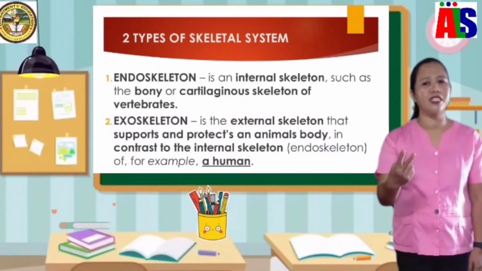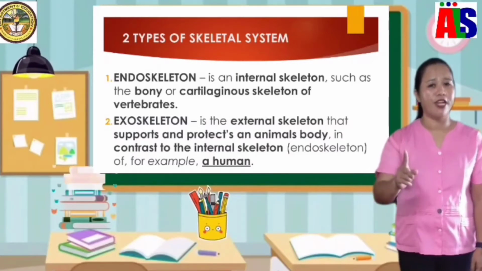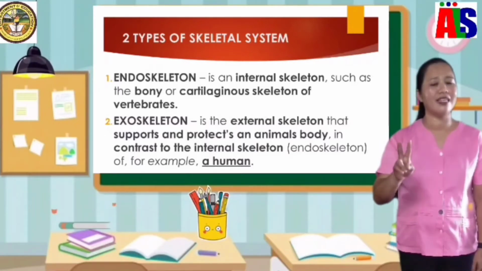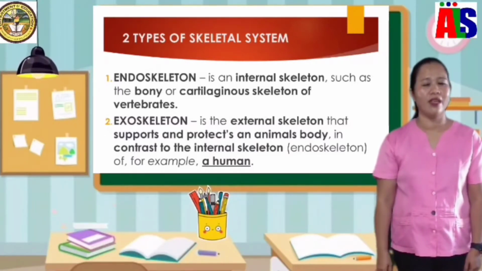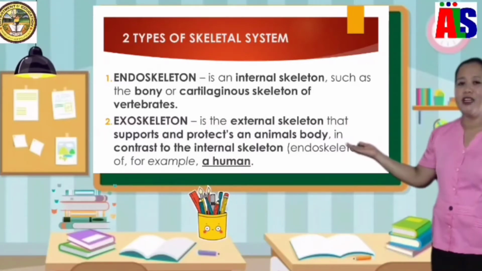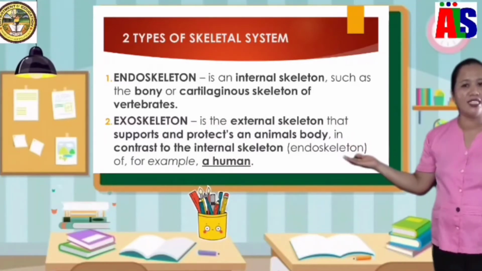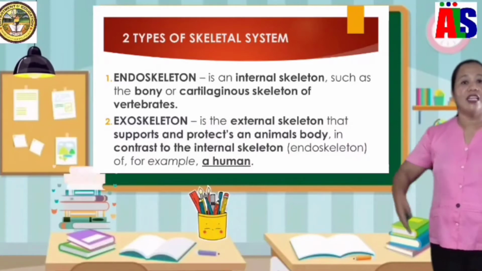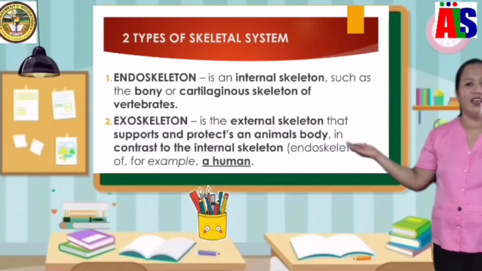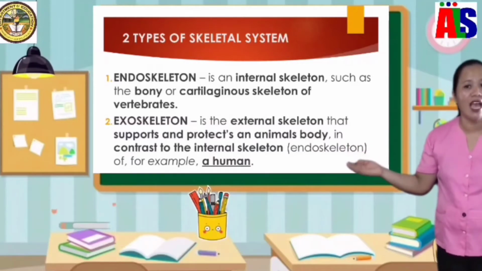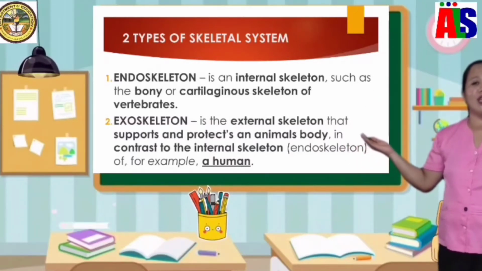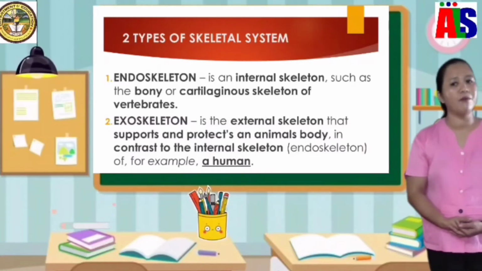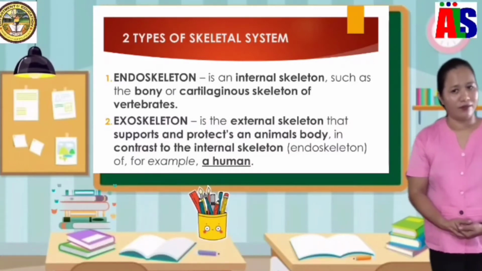There are two types of skeletal system. First is the endoskeleton, and the second one is the exoskeleton. The endoskeleton is an internal skeleton, such as the bony or cartilaginous skeleton of vertebrates. And the exoskeleton is the external skeleton that supports and protects an animal's body, in contrast to the internal skeleton. For example, a human skeleton.